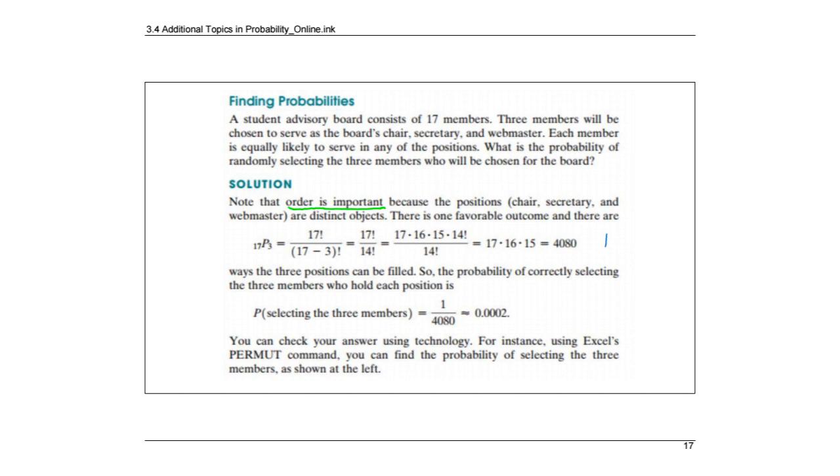So first you have to do 17P3. So you're picking 3 people out of 17. We're not going to do all this craziness. We're going to put it in our calculator. And that gives us 4,080. That's my denominator. Okay. And then the probability of selecting the 3 members who already hold each position, that would just be 1 because that's one set of 3 people. And so for the probability, I would have 1 over 4,080.